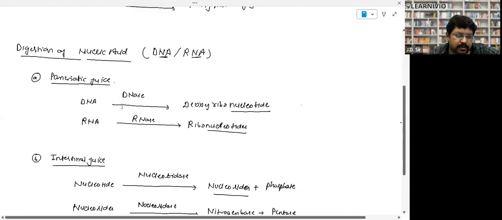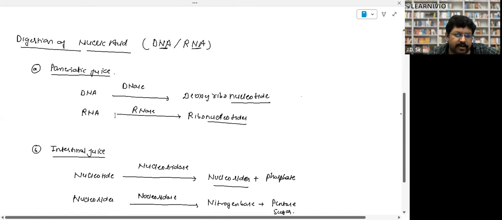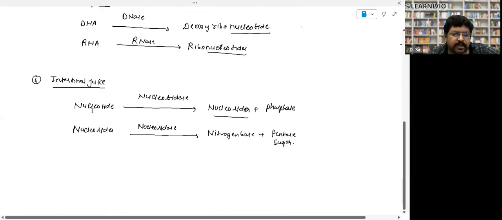Nucleic acid. Pancreatic juice has DNAse and RNAse. They break down DNA into deoxyribonucleotides, and RNA into ribonucleotides. In intestinal juice, nucleotidase breaks down nucleotides into nucleosides and phosphate. Again, nucleosidase breaks down nucleosides into nitrogen base and pentose sugar, and they are converted into their simplest form.